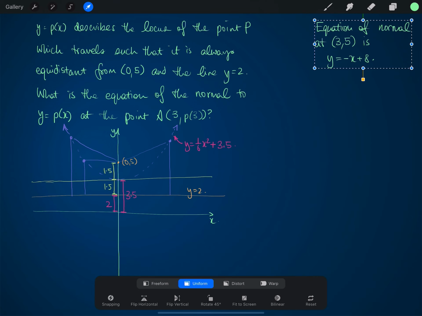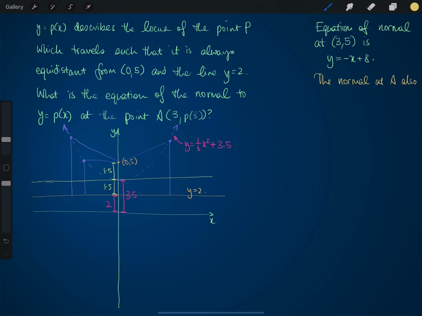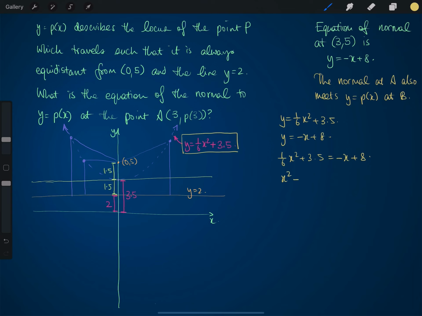The next part of this question is saying that the normal also meets the parabola at point B. So we have the equation of the parabola, and we have the equation of the normal, and they will meet wherever a point satisfies both equations. So let's say that the y values are equal, and therefore 1/6 x squared plus 3.5 equals -x plus 8. So we'll multiply through by 6, and then tidy that up and factorize, and we end up with x equals -9 and x equals 3.